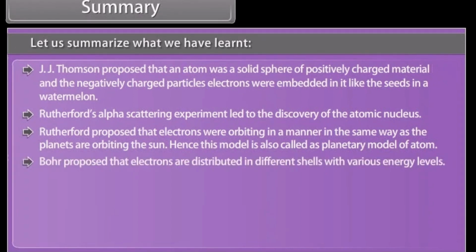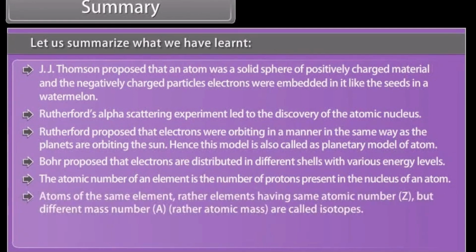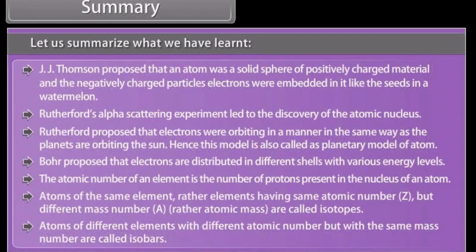Bohr proposed that electrons are distributed in different shells with various energy levels. The atomic number of an element is the number of protons present in the nucleus of an atom. Atoms of the same element, that is, elements having the same atomic number Z but different mass number A, or atomic mass, are called isotopes. Atoms of different elements with different atomic numbers but with the same mass number are called isobars.